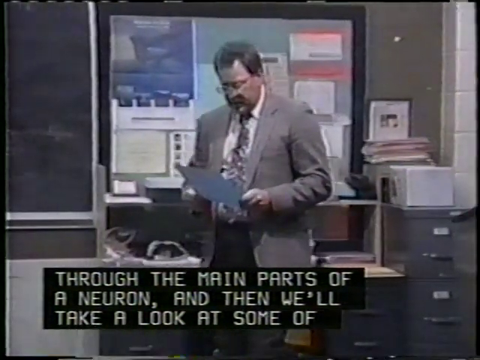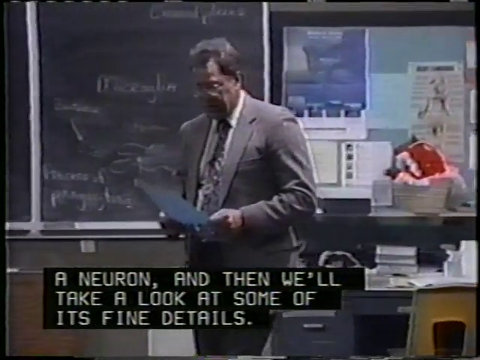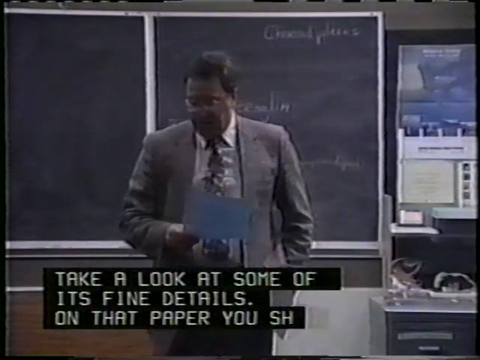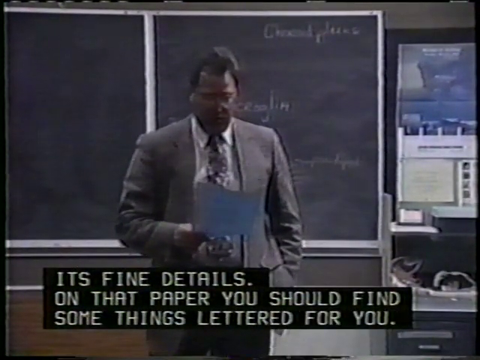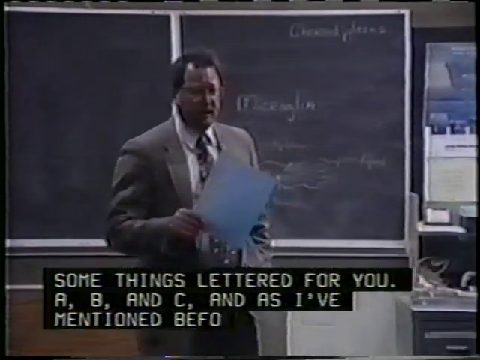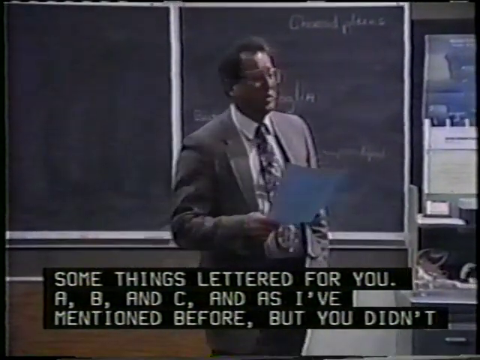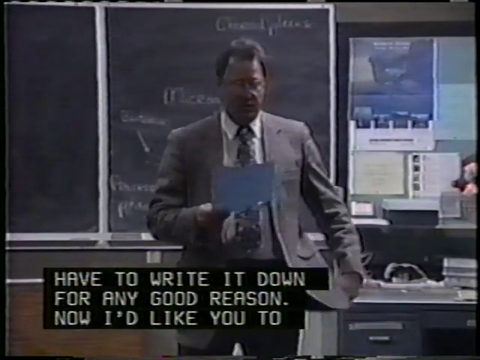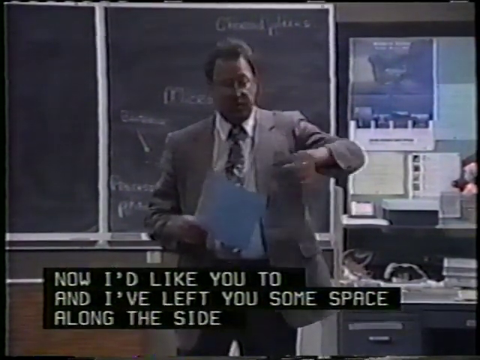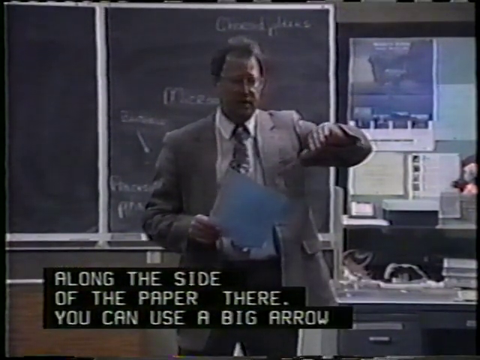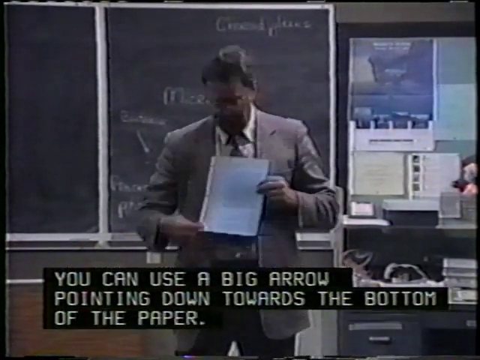And then we'll take a look at some of its fine details. On that paper, you should find some things lettered for you, A, B, and C. And as I've mentioned before, I'd like you to use the space I've left along the side of the paper to draw a big arrow pointing down towards the bottom of the paper.